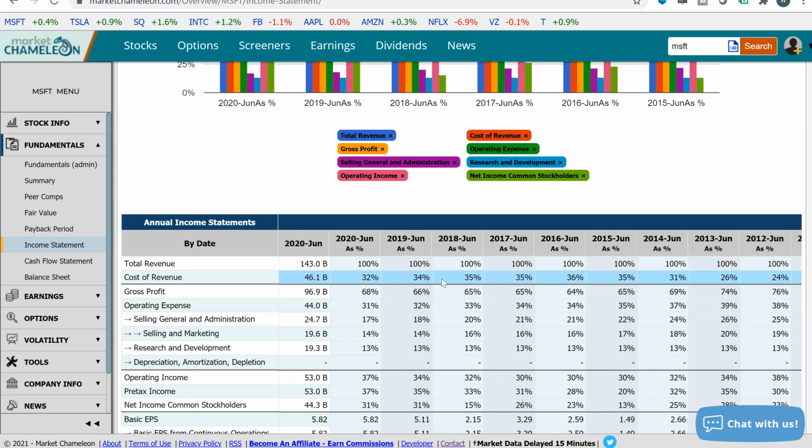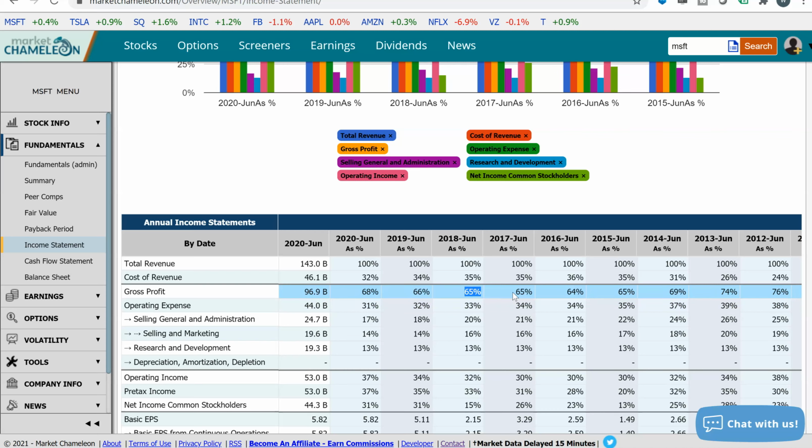Now, another thing to keep in mind, let's say we wanted to just see how their gross profits have been, are they increasing or decreasing over time? So we could see that now their gross profits are 68%. How do we compare that to the year prior? That was 66%, so they had an improvement, right? Year over year, they had an improvement from 66% to 68%.